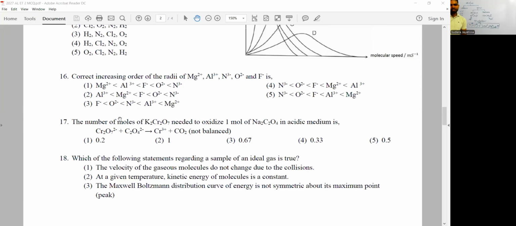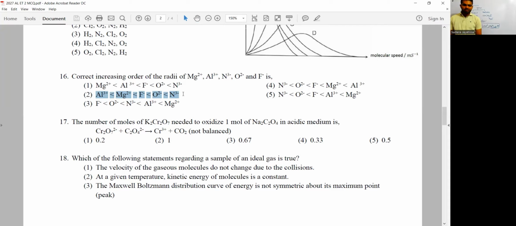Right now, look at the 5 answers. So the smallest one should be Al3+, isn't it? And there's only one answer that starts from Al3+, isn't it? There's only one answer. So that answer is answer 2. Answer 2. So it's too obvious. I think you can't miss this one actually. Still, if you got it wrong, please study and remember, it's not a difficult part.